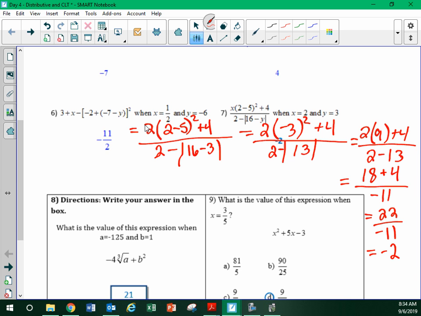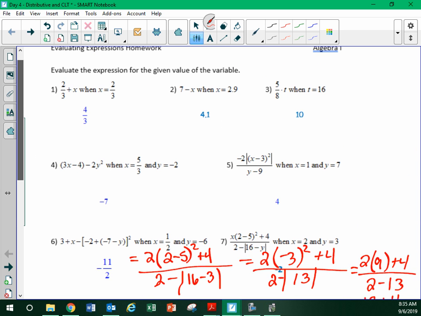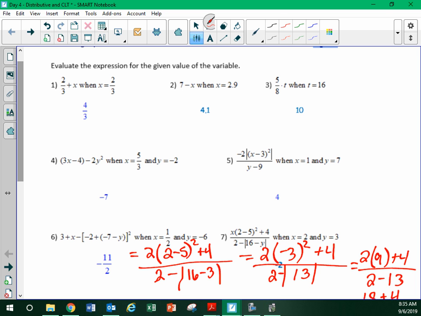All right. What questions do we have on our top column, 1 through 6? Number 5? So let's take a look at number 5. Again, I want to rewrite this where instead of x I have 1, instead of y I have 7. Negative 2 times x, which is 1, minus 3 quantity squared, over y, which is 7, minus 8. All right, so I have negative 2 on top still, but I have to simplify inside my parentheses.